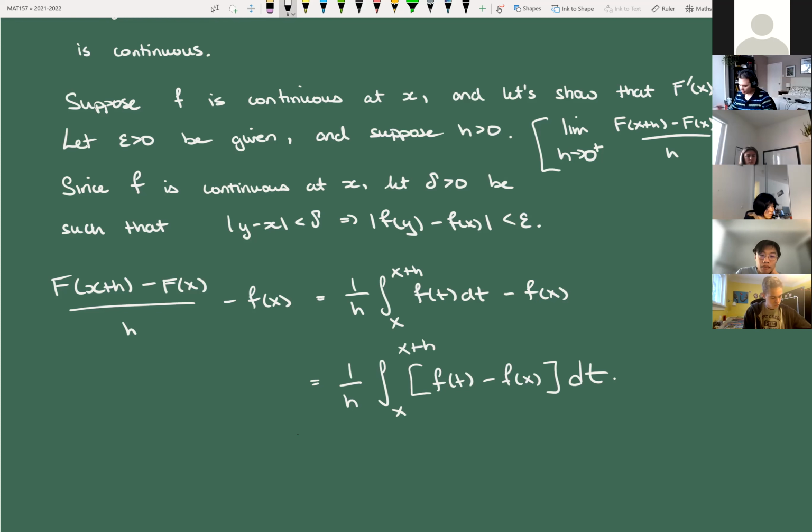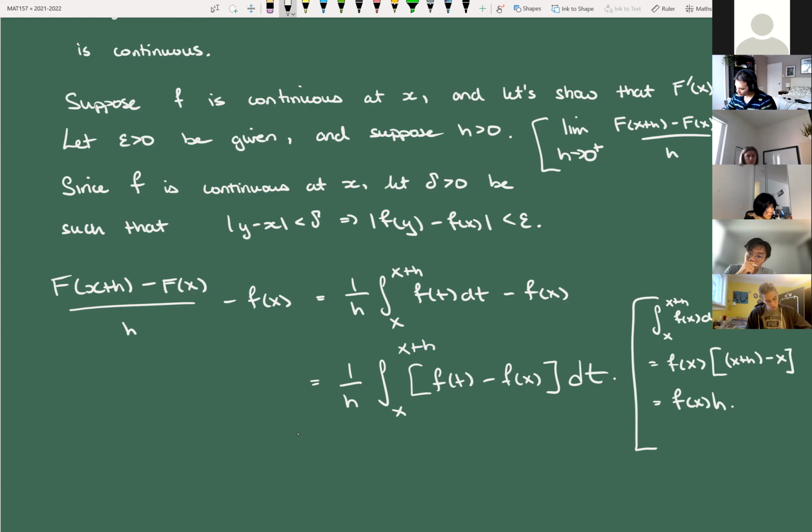So when I integrate, maybe let me do this on the side here. If I integrate from x to x plus h, f of x dt, right? I'm integrating with respect to the t variable here. That's going to be f of x times x plus h minus x, which is f of x times h, right? And this thing here is dividing by h. So if I do 1 over h in front, I just get f of x out.